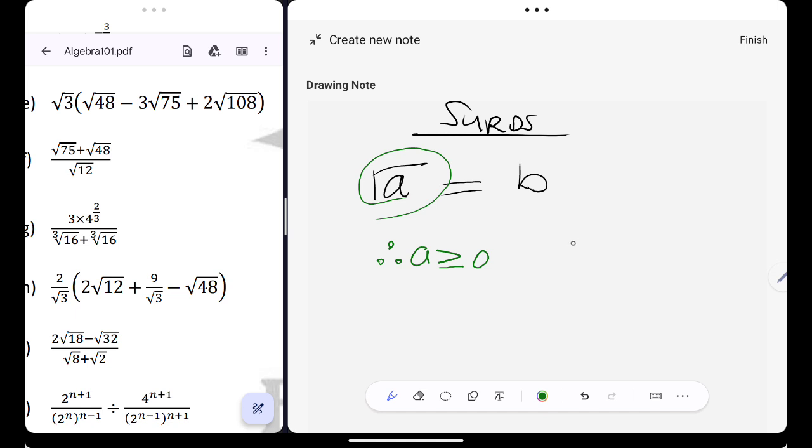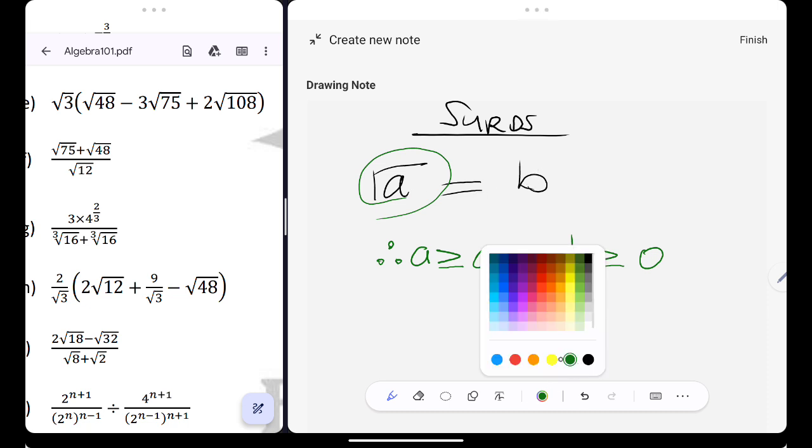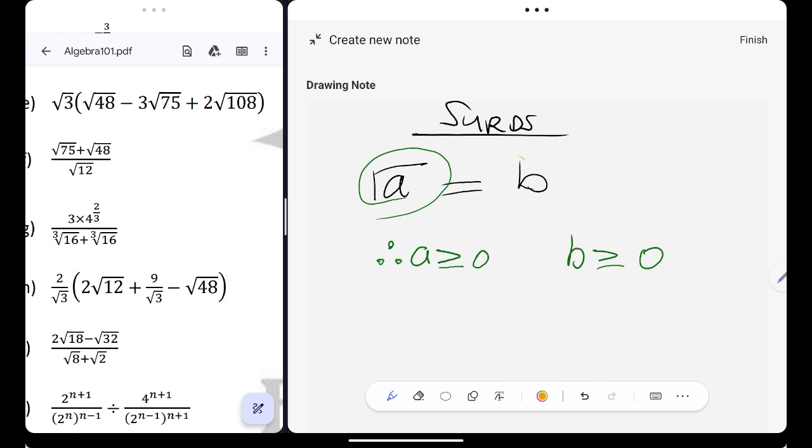So that means b as well must be greater or equal to 0, because there's no value of a that you can put under a square root and get something which is negative. That's why what's on the right hand side of the square root as well should always be greater or equal to 0. Are you together?